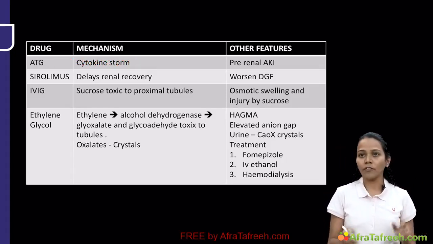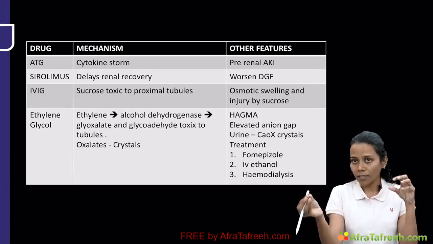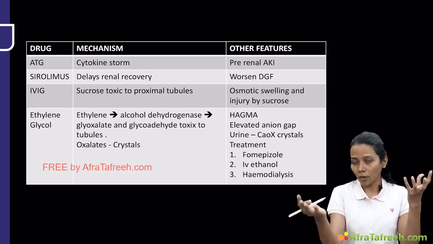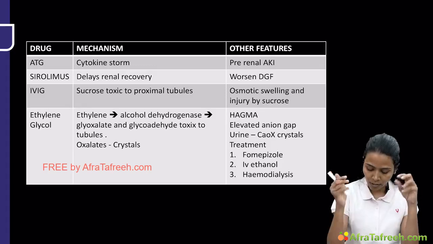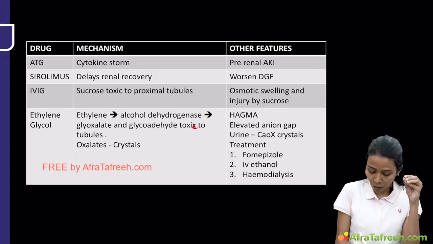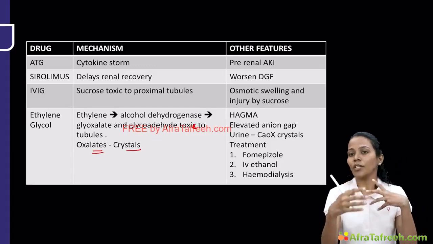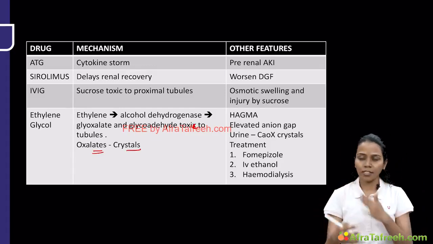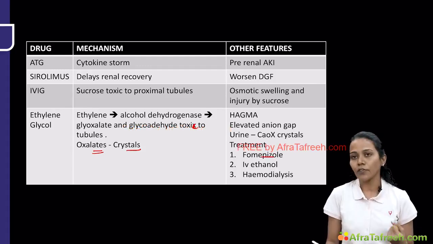Next is ethylene glycol. We know ethylene glycol is broken down by alcohol dehydrogenase into glycolate and glyoxylate. And this glycolate and glyoxylate are the nephrotoxic contents to the tubule, and the oxalates can form crystals, right? So the treatment is anything that will utilize or block this alcohol dehydrogenase, like you can give IV ethanol or fomepizole. And if there are high levels of ethylene glycol, hemodialysis also will help to remove it.